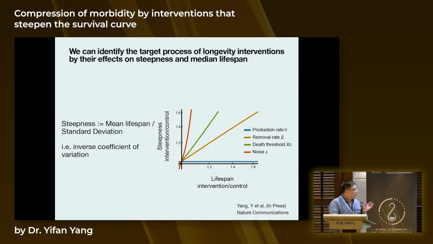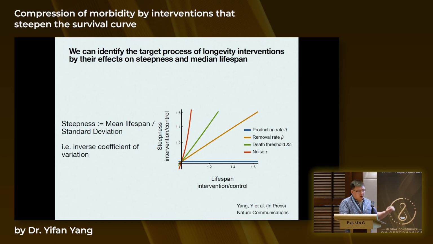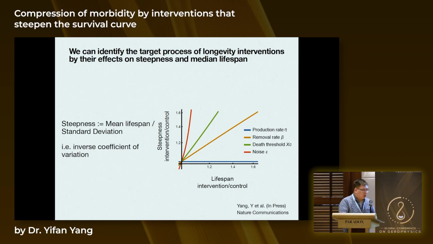And we see that the four kinds of interventions reside in different regions in this plot. So imagine that you have a real-world longevity intervention, and you quantify lifespan and steepness. You can put your intervention on this plot, and you are able to identify which biological process the intervention operates through.